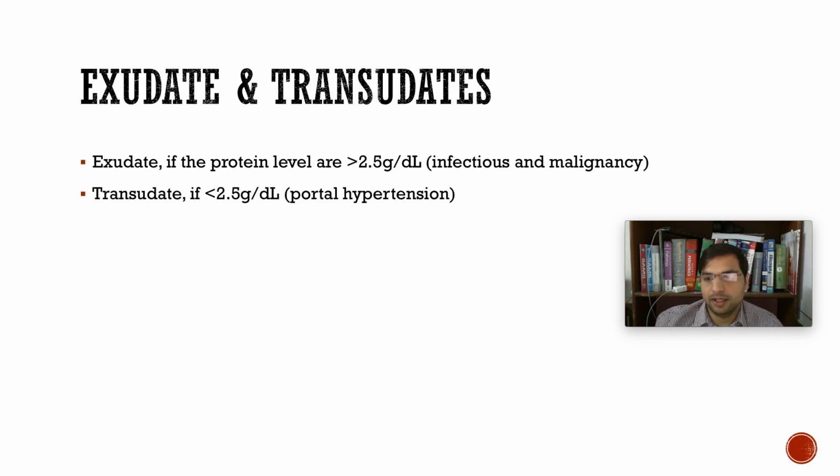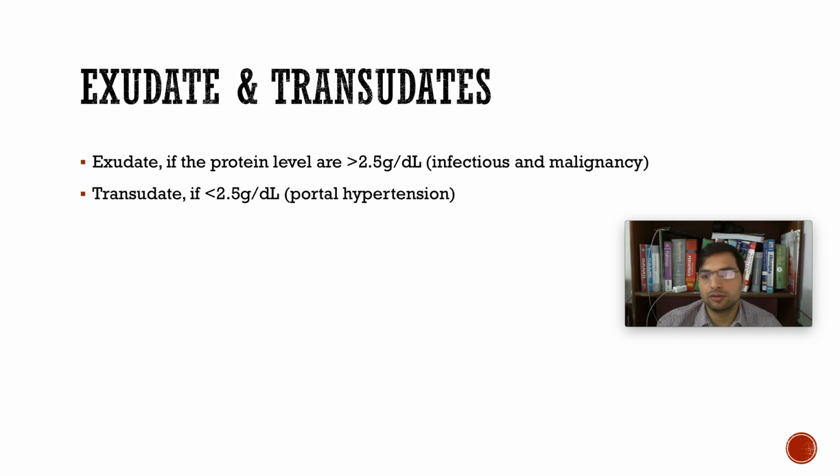Because of the portal hypertension, and the causes of portal hypertension, the ascitic fluid will be transudate in origin. These exudates are infectious or malignancies, so mostly they will not be having transparent color. Mostly they will be having some brownish or yellowish color, or if it is malignancy, it could be having reddish color because of the blood, right? Whereas transudates are mostly transparent, translucent in color.